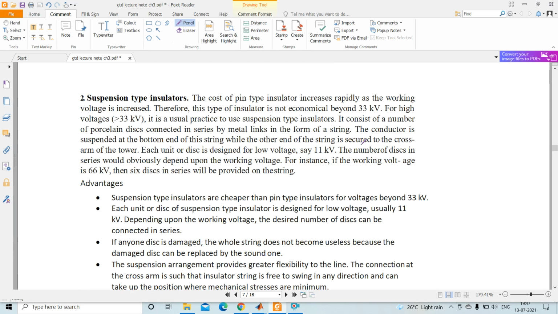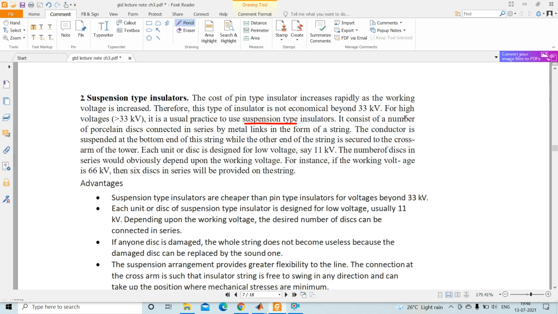Okay, so therefore this type of insulator is not economical beyond 33 kV. So up to 33 kV we can use the pin type insulator efficiently, but beyond this voltage level, the pin type insulator is not economical. Okay, that's why for high voltage greater than 33 kV, suspension type insulator is used. So what is this suspension type insulator?